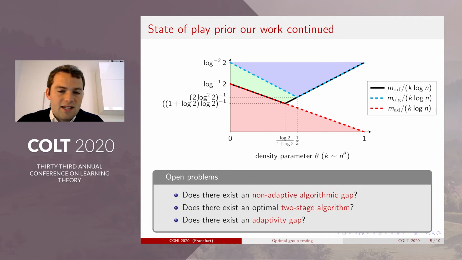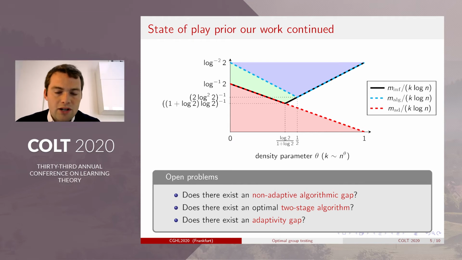So those results obviously give rise to three major open problems that have enjoyed heavy research attention in recent years. The first one concerns the green area in the phase diagram and asks whether there exists a non-adaptive algorithmic gap, or whether we can find a better non-adaptive algorithm than COMP and DD that succeeds all the way down to the information theoretic lower bound for the random regular graph design. The second question is whether there exists an optimal two-stage rather than three-stage algorithm that succeeds all the way down to the information theoretic lower bound, the universal one.